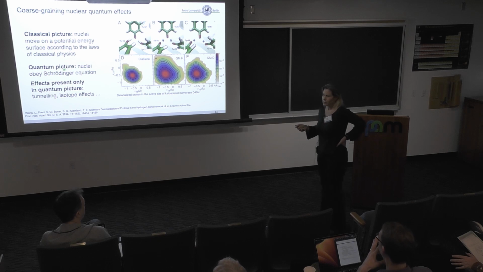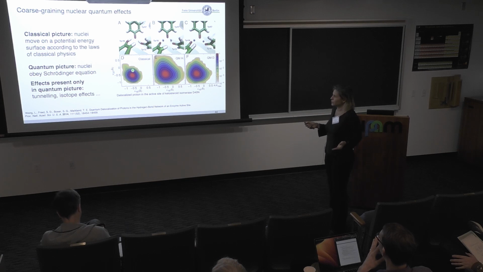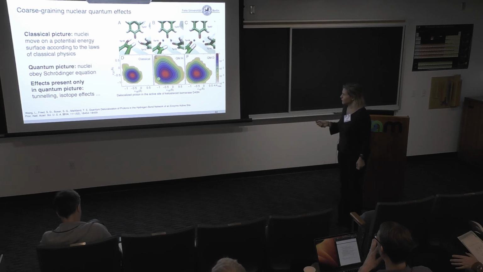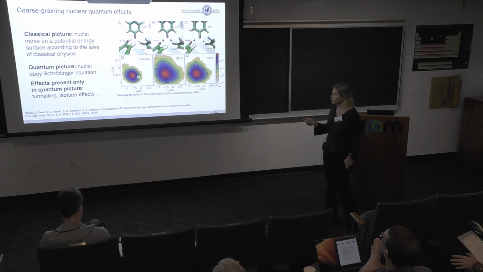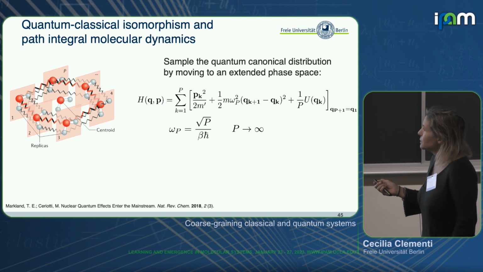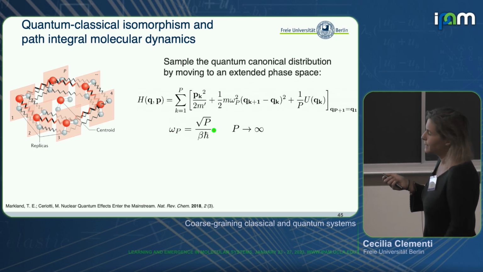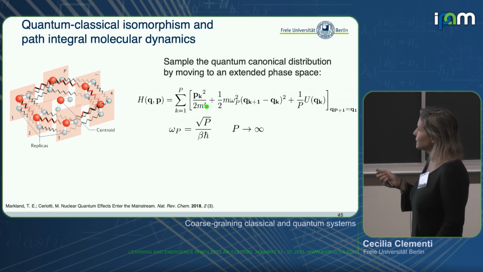Hydrogen is very light, and there is sometimes quantum behavior, like proton transfer or tunneling and isotope effects. This is a classical hydrogen in this system. This is the quantum hydrogen, and if you use deuterium, you have more localization. The quantum hydrogen is much more delocalized than the classical hydrogen. This effect may be important at very low temperature. There is a quantum-classical isomorphism that is extremely well explained in Mark's book, which I give to all my students to understand this part.